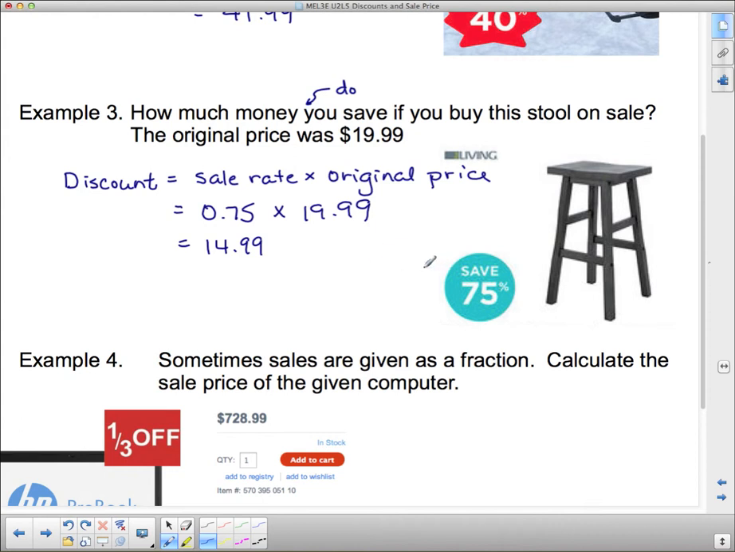This is what I save. So if I bought it for regular price, and then somebody else bought it for the sale price, I would have paid $14.99 more for it when I bought it at regular price. So these are our savings.